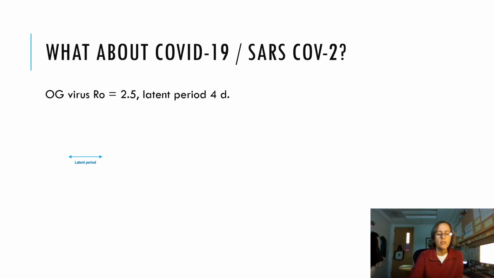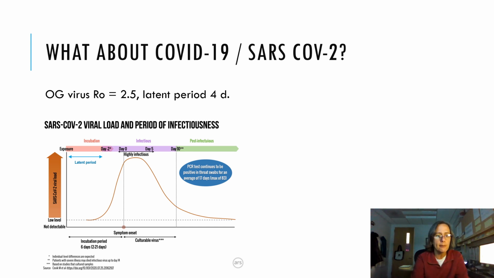All right. So for the original virus, the R naught was 2.5, which is pretty high actually for an infectious disease, not anything like measles, but on the higher side, higher than influenza for sure. And the latent period was about 4 days. So let me show you what that looks like.